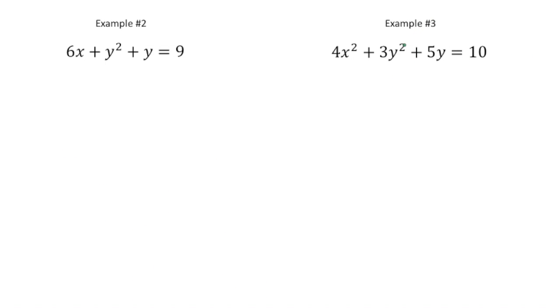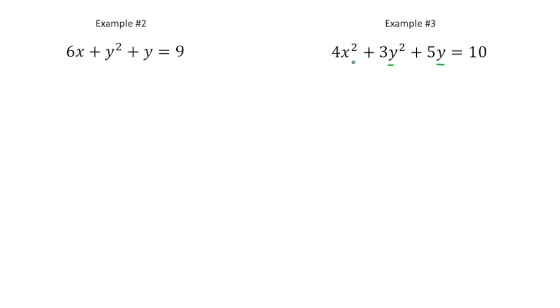All right, for this problem we have 4x squared plus 3y squared plus 5y equals 10. Okay? So again, every single time we find the derivative of a y, we need to write that dy dx. We're going to have to do this twice, just like over here for example 2.